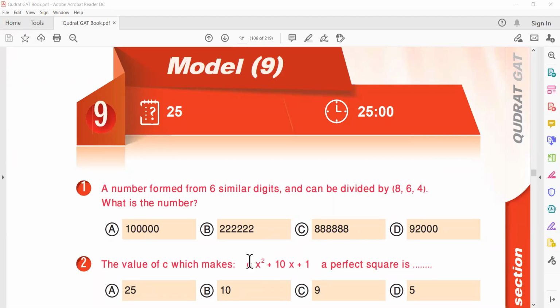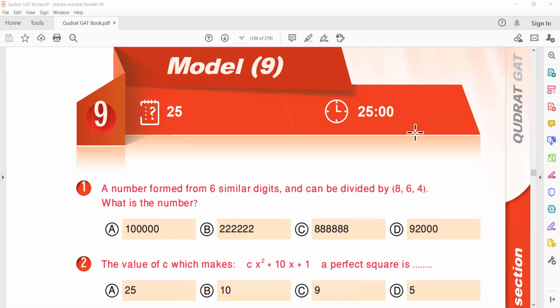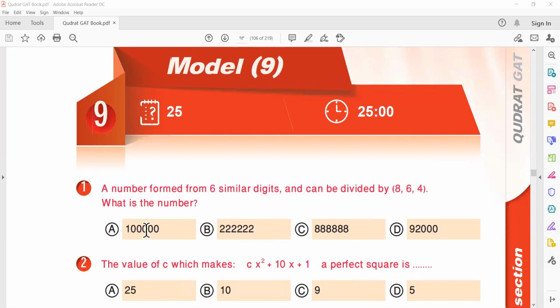So number 1, a number formed from 6 similar digits, and can be divided by 8, 6, and 4. What is the number? Look here.